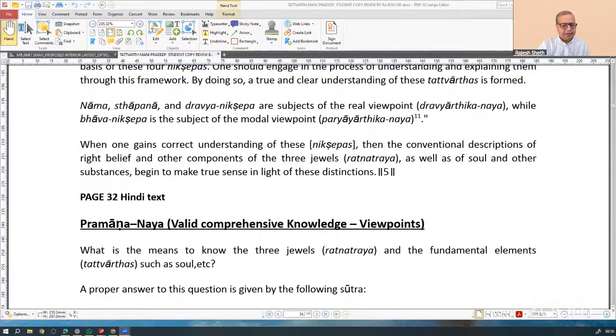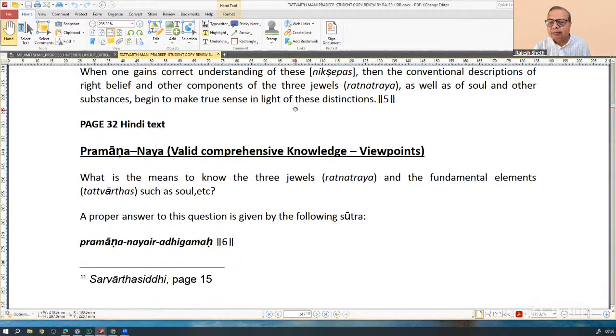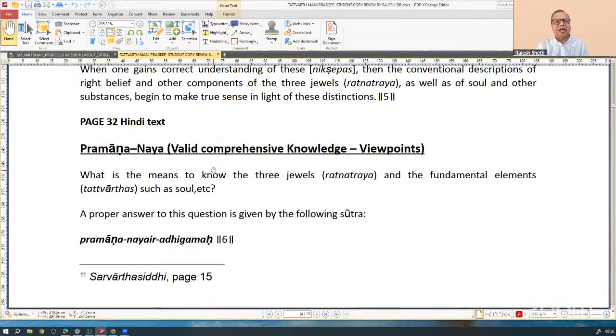Okay. So two tools, Praman and Nai. Praman is valid comprehensive knowledge. Now you could see that in the beginning they have written valid comprehensive knowledge. Further they will name only valid knowledge, but you have to apply the whole name, valid comprehensive knowledge, because that makes sense. And Nai is viewpoint. So these are the two tools which are used to know these three jewels and the 7 fundamental elements.